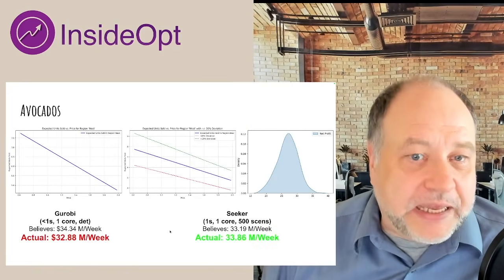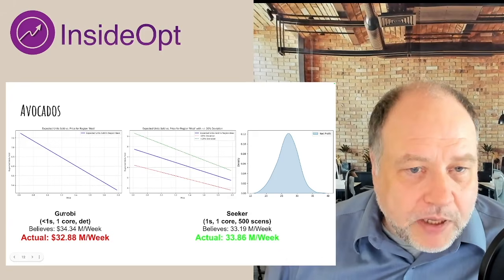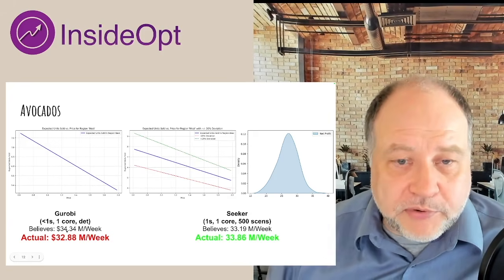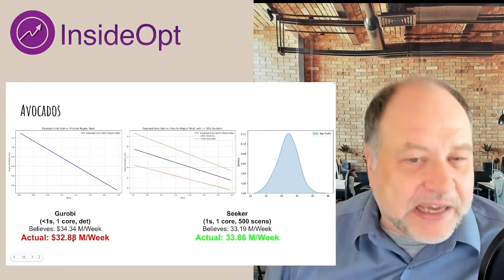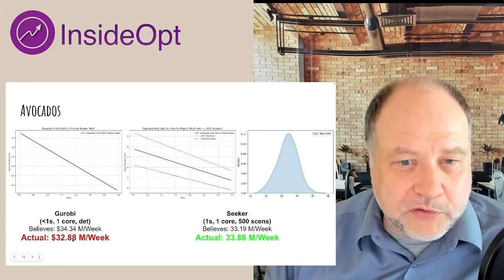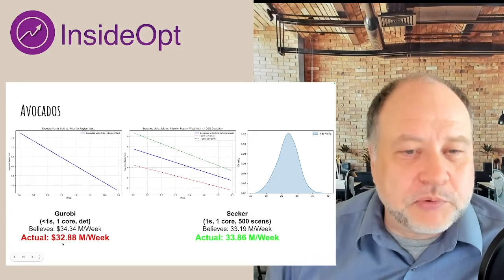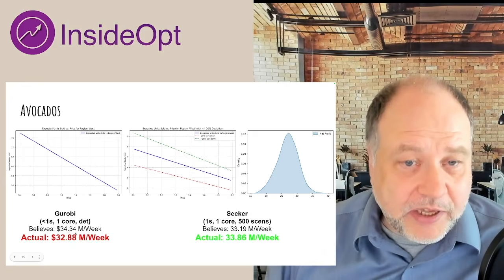And what do you get if you do that? Well, if you run this thing with Gurobi, the MIP solver, it believes that it's going to make 34.34 million per week. But in reality, if you actually simulate the historical errors that you have in the demand forecast, you would end up with something like 32.9 million per week. So it's significantly less than what was assumed here.